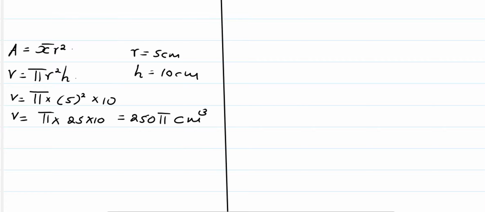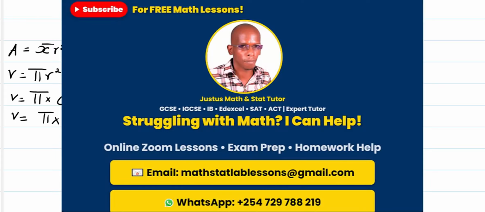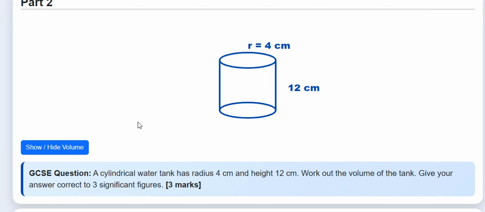So, can we try another example? In this question 2, you are told a cylinder water tank has a radius of 4 cm and height of 12 centimeters. Work out the volume of the tank. Give your answer correct to 3 significant figures.